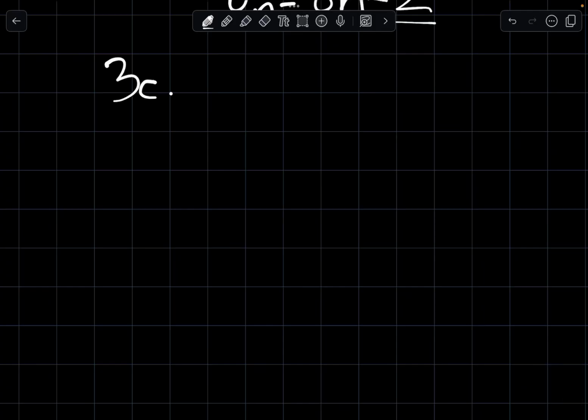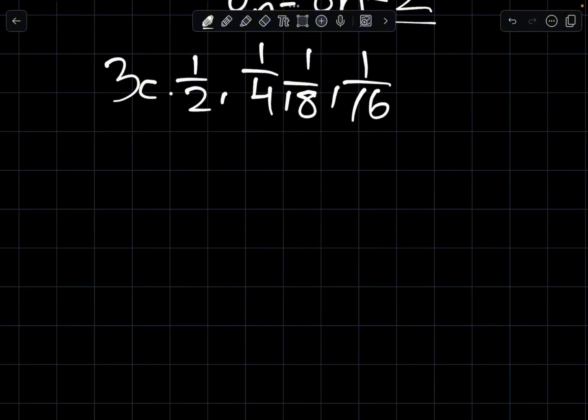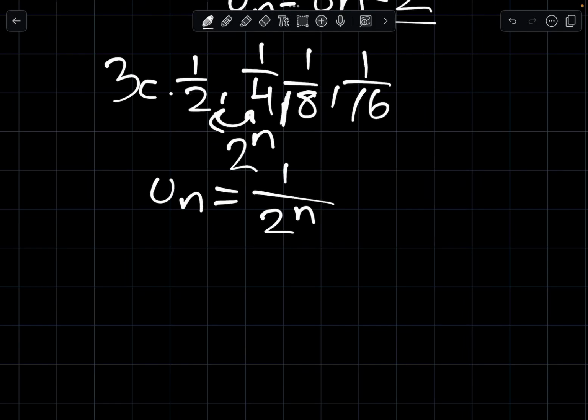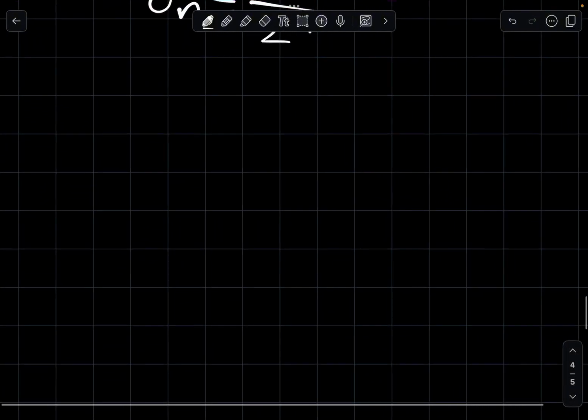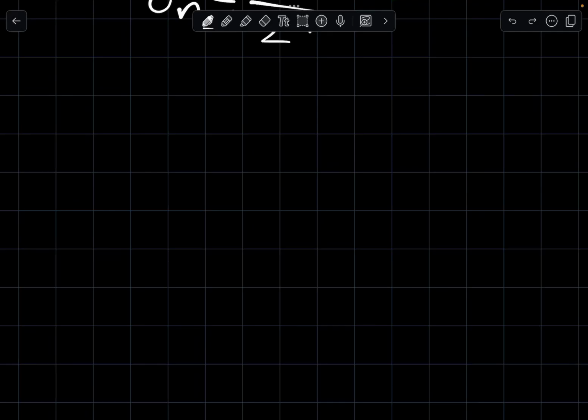3c, given the sequence 1/2, 1/4, 1/8, and 1/16. Yeah, that's a comma right there, not a 1. But here, these are all just powers of 2. As you can see, 2 cubed is 8, 2 to the 4th, 16. So simple, u_n is equal to 1 divided by 2 to the n. Is that C? Yep. Oops.